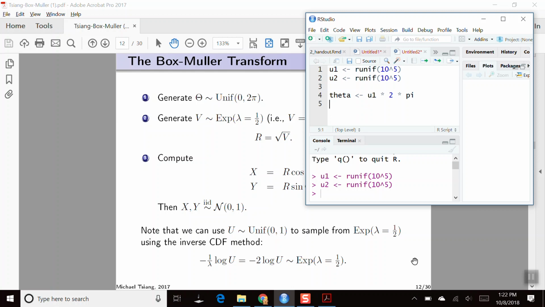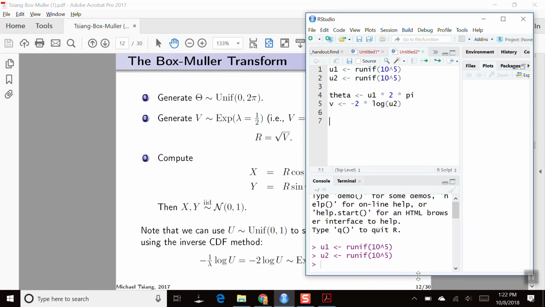And then I'll let v, using inverse transform method, be the log of U2 multiplied by -2. So that will give me values from the exponential distribution. All right. Are there any questions? Okay, so now I have values theta and v.